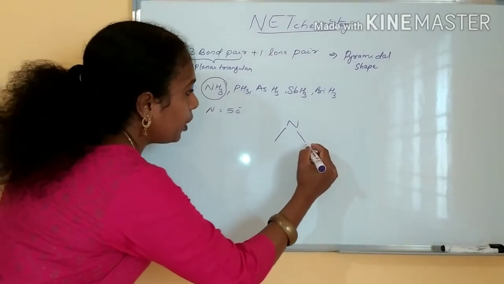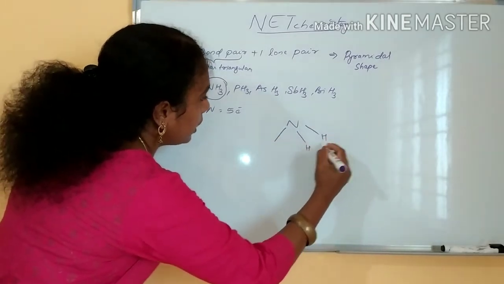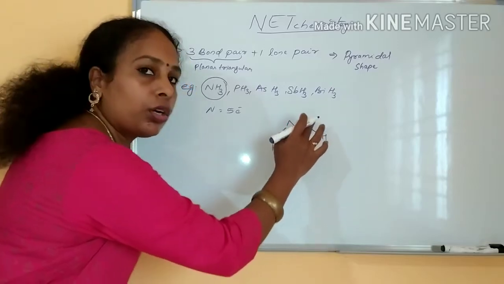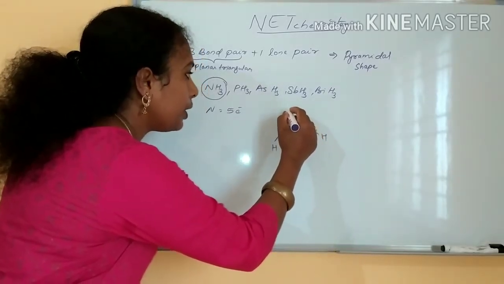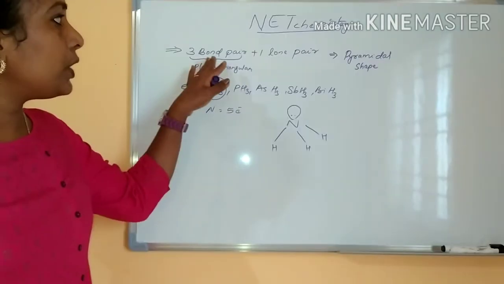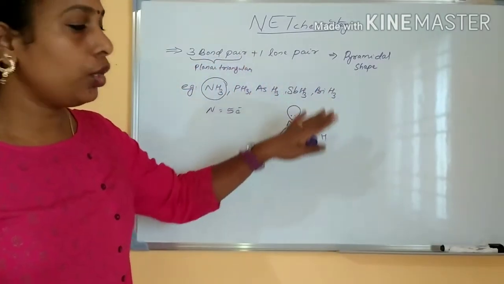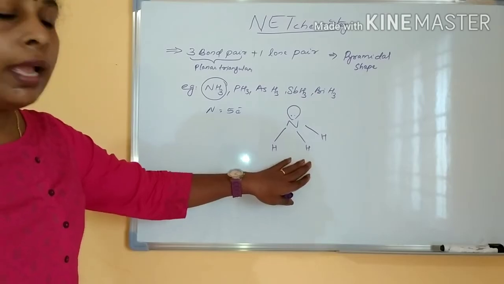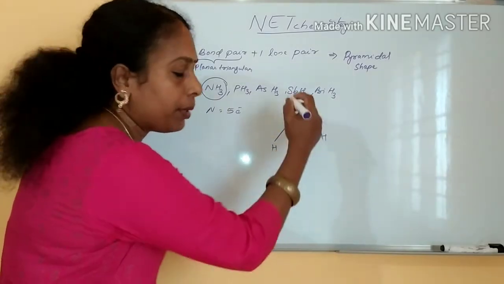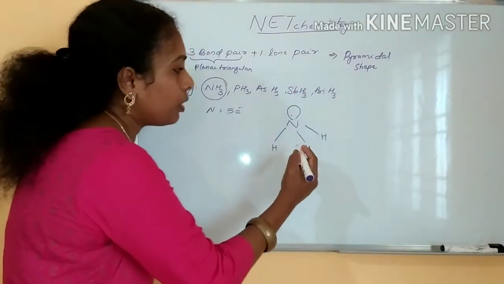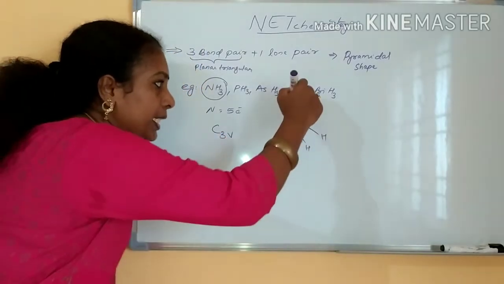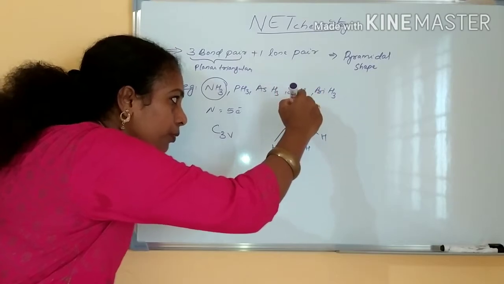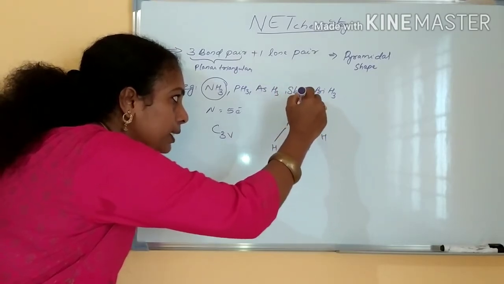3 electrons have been bonded with hydrogen atoms, and the other 2 electrons form a lone pair. So the condition is 3 bond pair plus 1 lone pair, and the molecule will be a pyramidal shape molecule. This is the pyramidal shape and it belongs to the point group C3V. The C3 axis is through nitrogen and the lone pair.